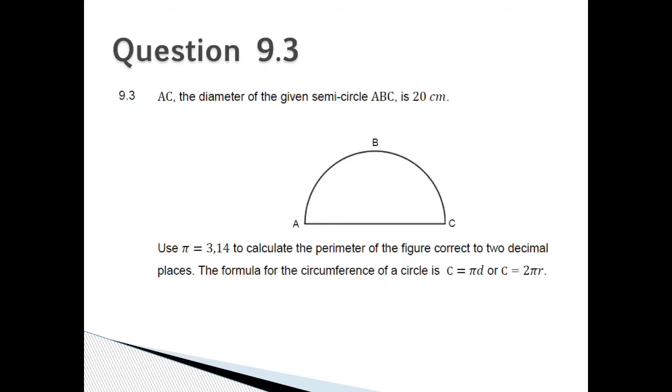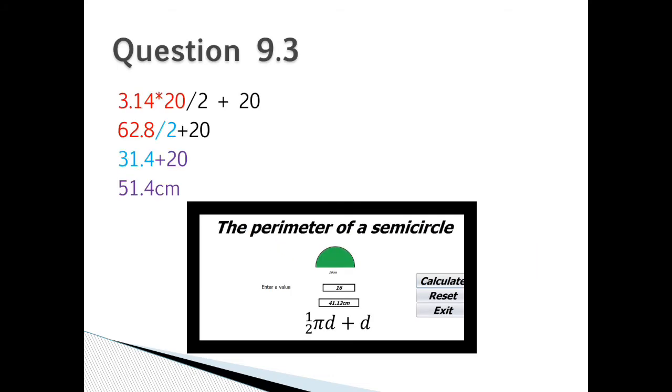The formula for the circumference of a circle is C is equal to pi times D, or C is equal to 2 pi r. Question 9.3. 3.14 times 20 divided by 2 plus 20. 62.8 divided by 2 plus 20 will give you 31.4 plus 20, and your final answer would be 51.4 centimeters.